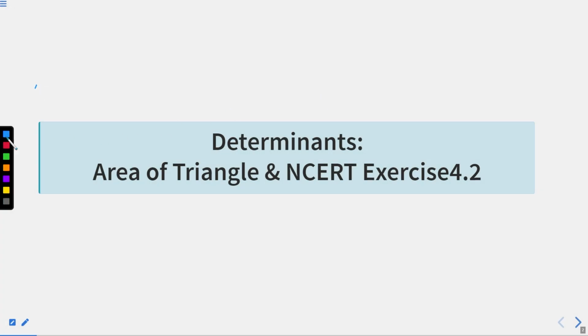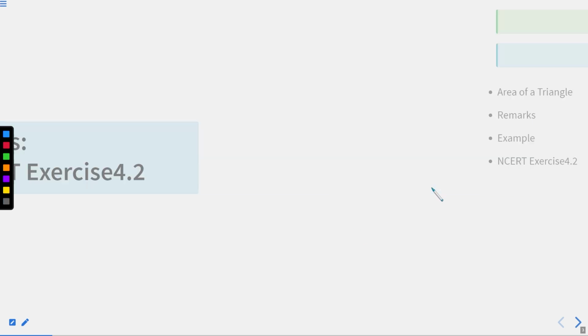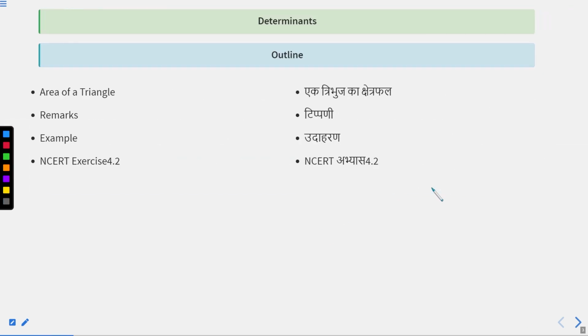Today we will be starting the area of a triangle using determinants, how we got the relation between determinants and the area of triangles, and then we will solve NCERT exercise 4.2. So this will be our outline: area of triangle, remarks, examples, and then NCERT exercise 4.2.